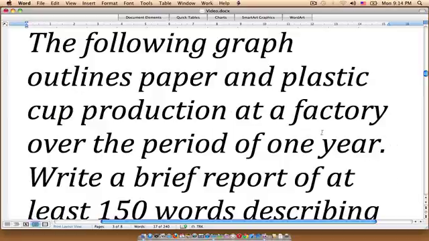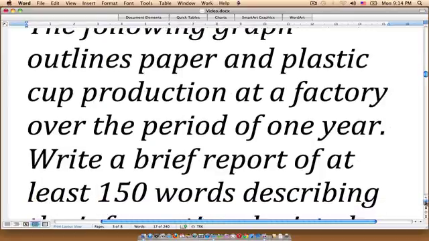Okay, so we're going to see a graph. The graph is going to show us the output of a factory that makes both paper and plastic cups. We are not given the name of the factory. We're not given any country or location where the factory is from. We are not given a specific date for which year this period of time occurs in. We're just told that this is over the period of 1 year.